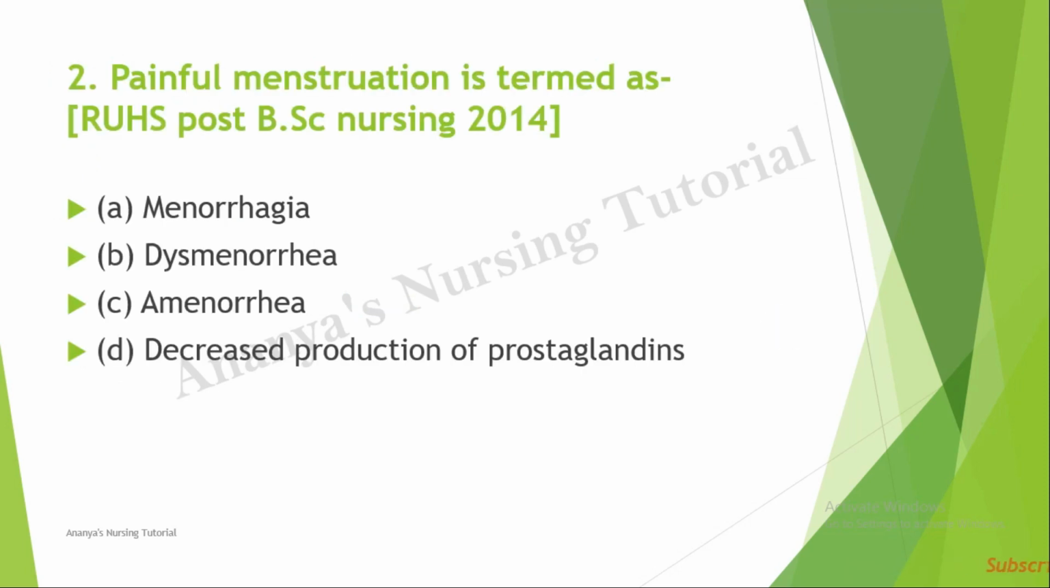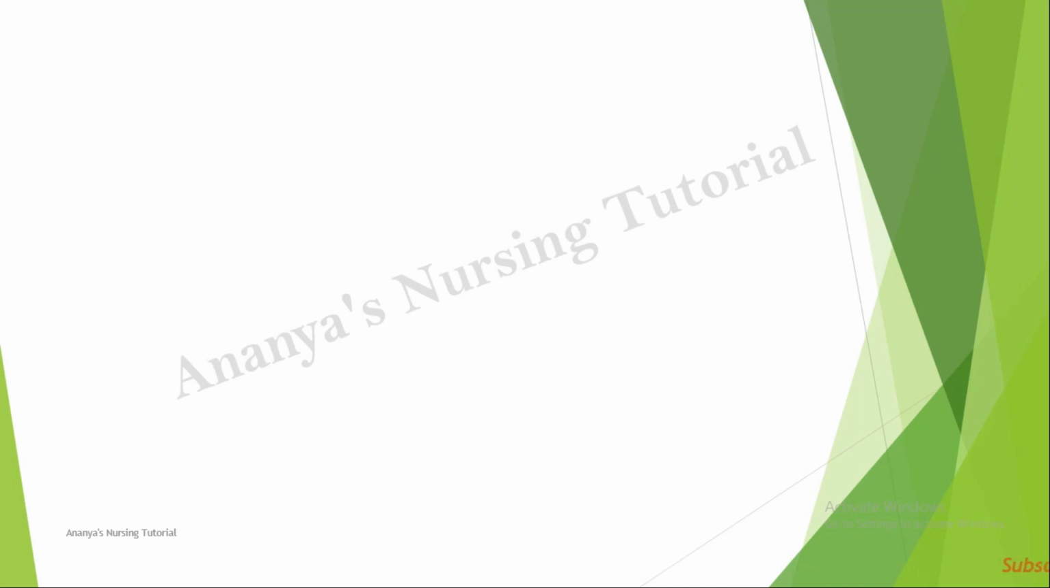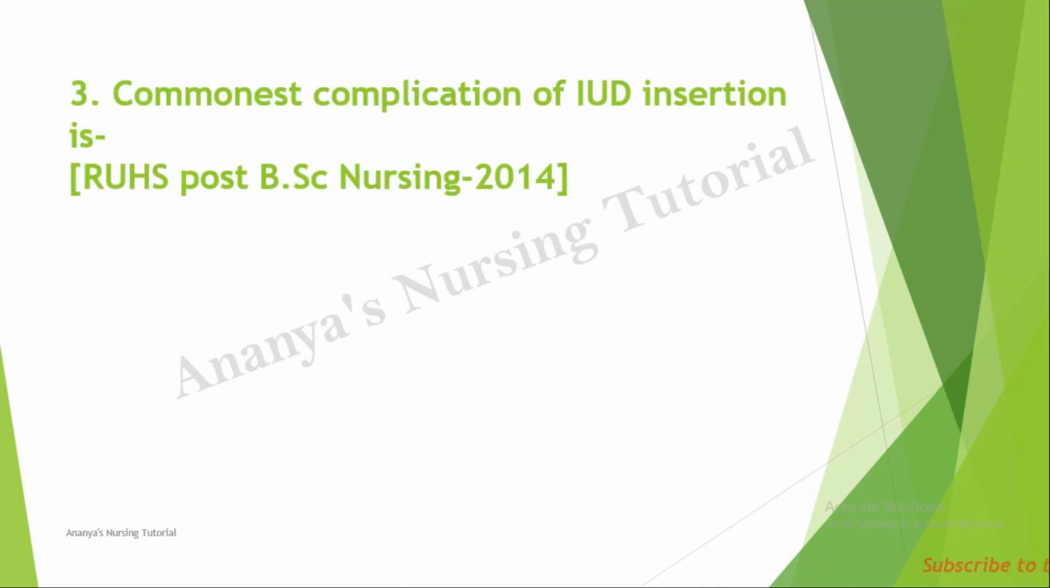Next, painful menstruation is termed as menorrhagia, dysmenorrhea, amenorrhea, decreased production of prostaglandins. Correct answer is dysmenorrhea. So you can see all the questions, most of the questions I have selected from the previous year questions which have come in the competitive exams. So these questions are already very important.